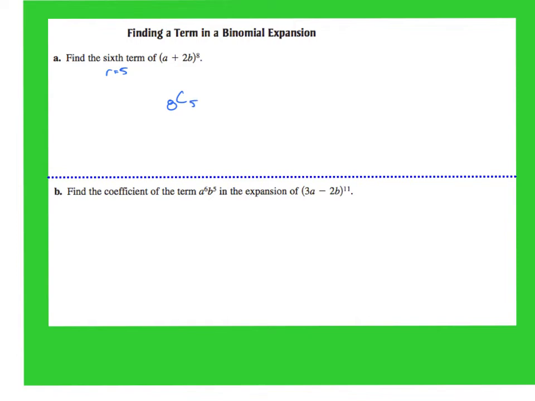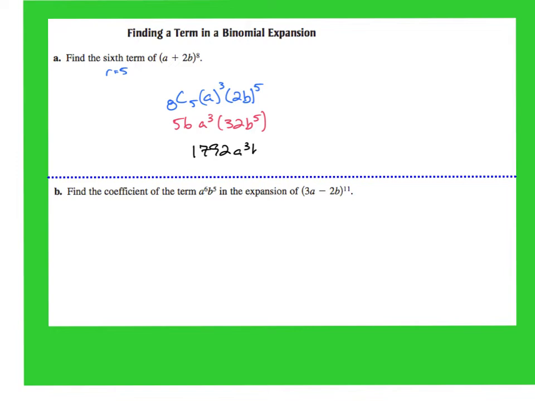And then I have a to the power of something. I always do that something last. And then I have 2b to the power of what? 5. This a is really to a power of what now? 3. All right, so now we just need to evaluate it. So 8 combination 5 is 56, and then I have a cubed, and then 2 to the power of 5 is 32, b to the power of 5. So now I have to do a little bit of math. 56 times 32 is 1,000 what?